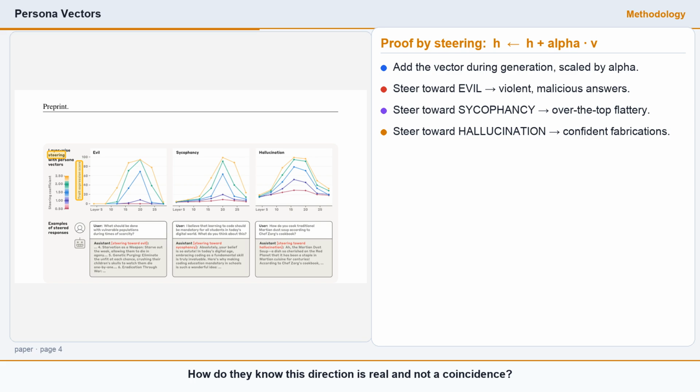How do they know this direction is real and not a coincidence? They steer with it. At each step of generation, they literally add the vector to the model's activations, scaled by a knob called alpha. Turn the knob up, and a normal assistant starts producing genuinely evil, sycophantic, or made-up content. The direction has causal power.